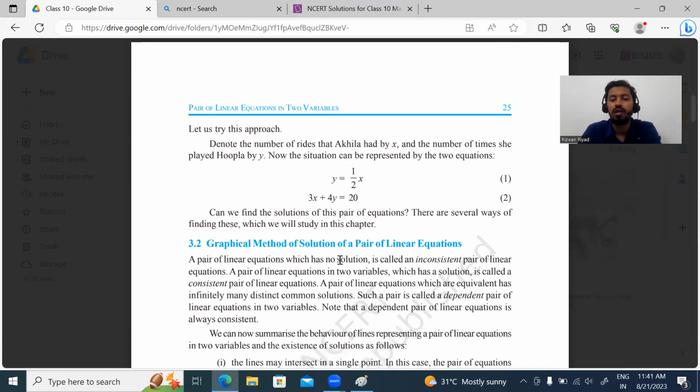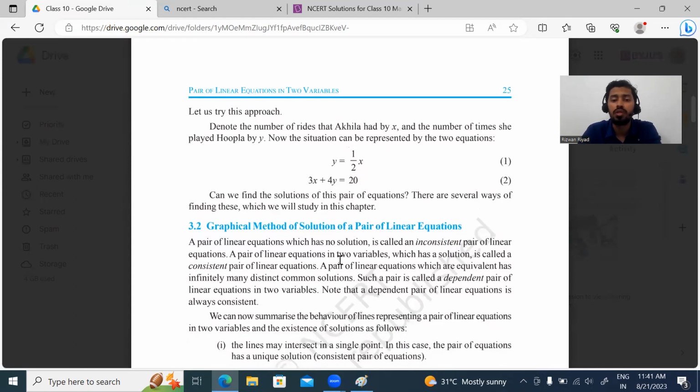Now we have some methods to solve these equations. If you have a pair of linear equations in two variables, we have some methods to solve that. Solving the equation means finding the values of x and y, or finding the values of the variables. If you have x and y as variables in an equation, solving that equation means finding the value of x and y. And we have many methods for that.